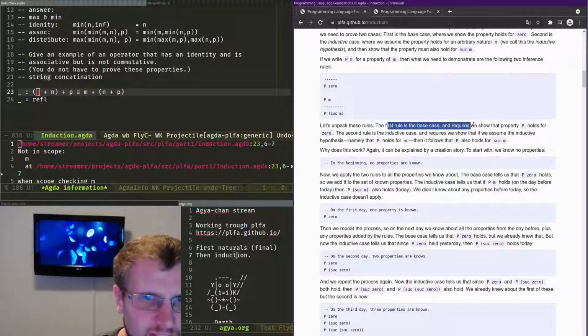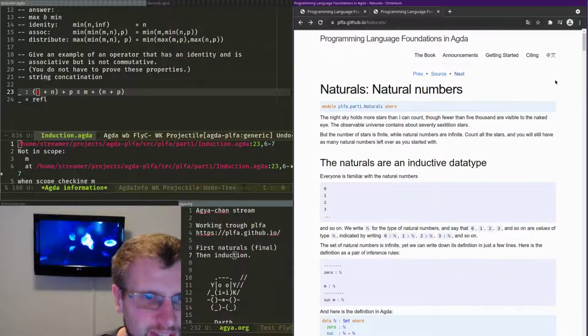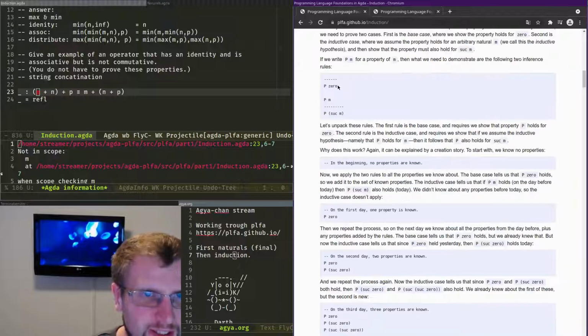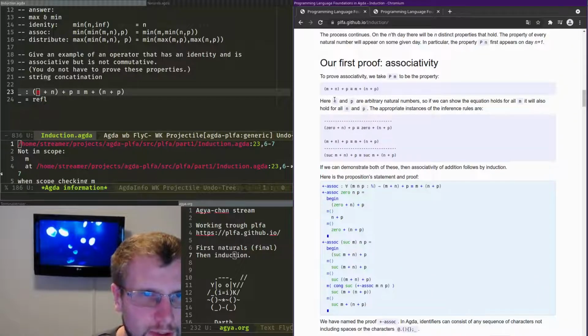The first rule is the base case. It requires us to show the property p holds for 0. The second rule is the inductive case. Assume that the hypothesis, namely p, holds for m. Okay, so this is slightly different than what they showed us here, because there's no p. They just added the p here, and I say, okay, yeah, you can use the property in these judgments. Okay, cool. So now they're saying, consider p being an associativity rule. Jam that into your judgment and see what happens.